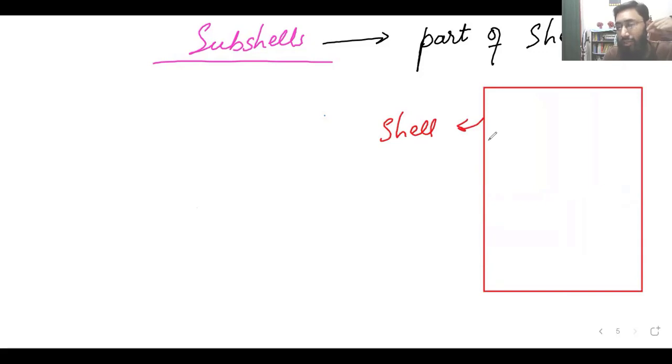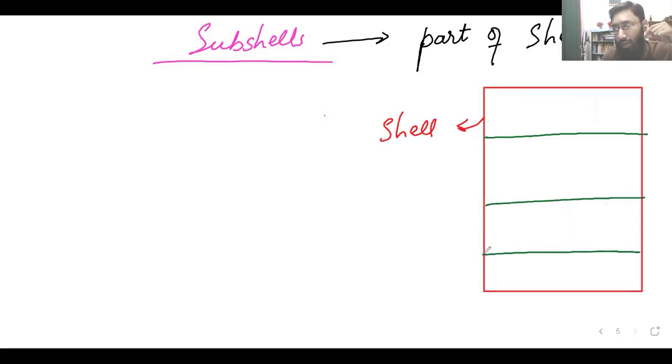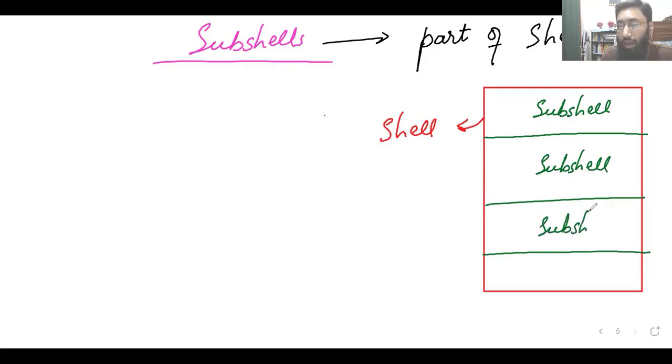And that cupboard has different small portions like this one. These portions are called subshells. This is one subshell. This is another subshell, and this is another subshell. So subshells are part of a shell.